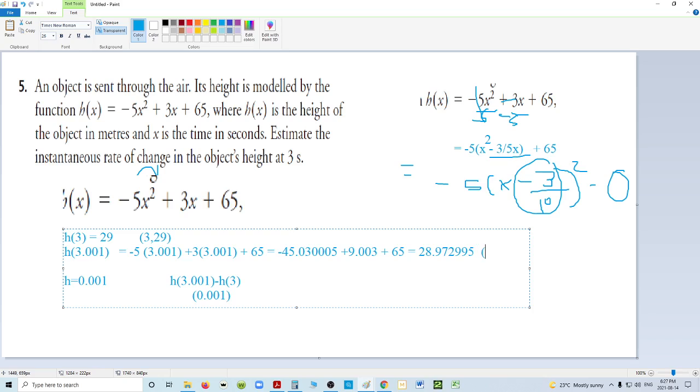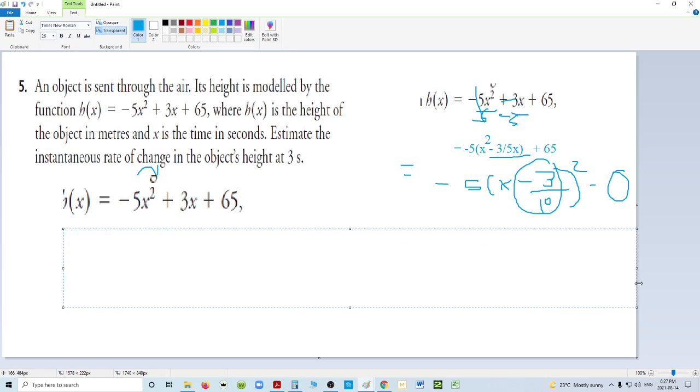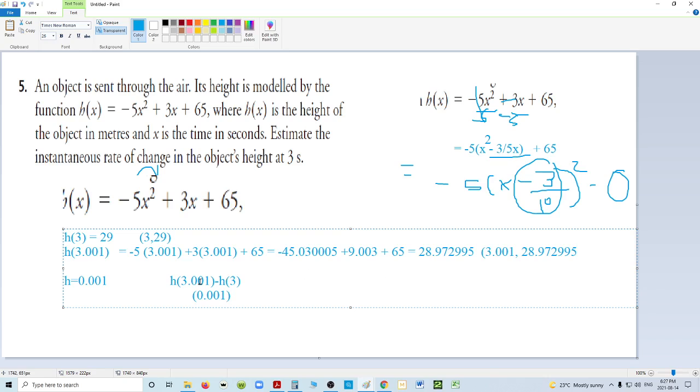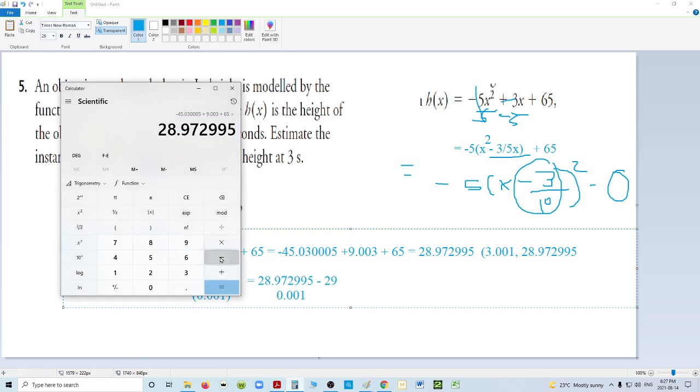So that means that at 3.001, the y value is exactly what I just copied and pasted. So now if I put it into this formula, I get 28.97295 minus, what was our height at h3? That. All of it divided by 0.001. So we're going to take this, we're going to minus 29, and we're going to divide it.